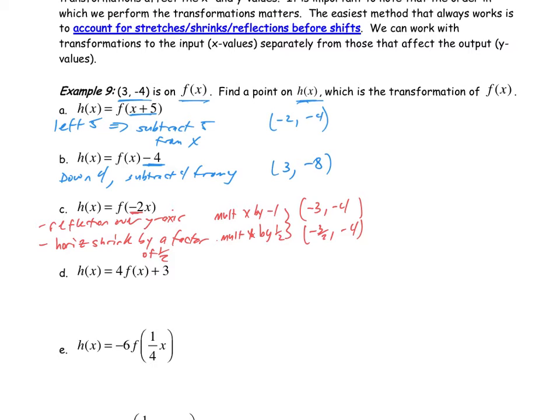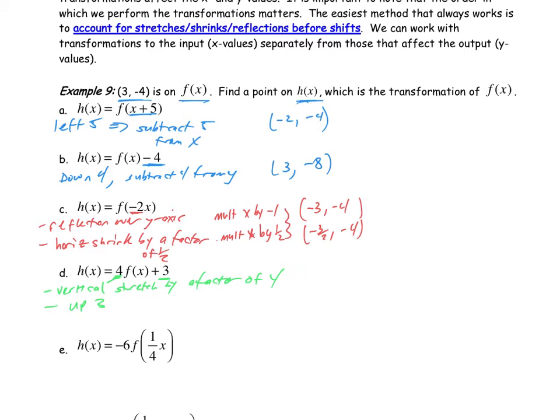In letter D, we have 4 times f of x plus 3. Both of these changes, these transformations, are outside the function, so they're going to affect y. Remember, when we have multiple transformations, we have to do stretches, shrinks, and reflections, things that multiply, before translations, things that add or subtract. So this 4 is a vertical stretch by a factor of 4, and the plus 3 means it's going up 3.